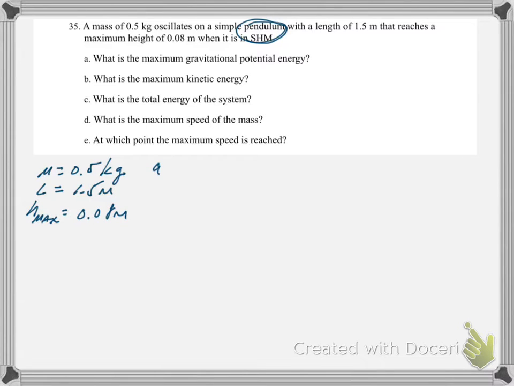And part A wants to know what's the maximum gravitational potential energy. So in a pendulum, the total energy equals kinetic energy plus GPE. And if we have a pendulum that's swinging back and forth, its maximum gravitational potential energy is going to be when it's at point here and here.